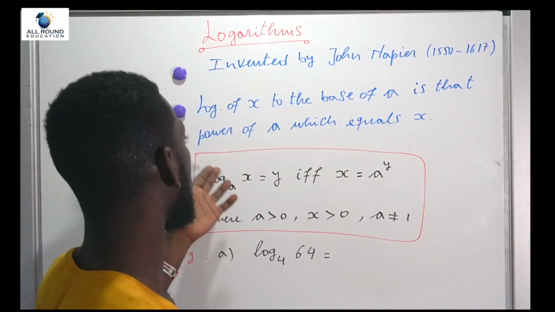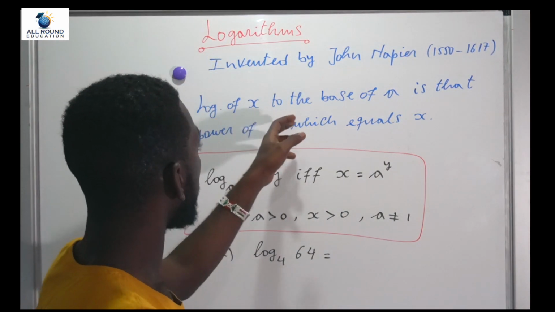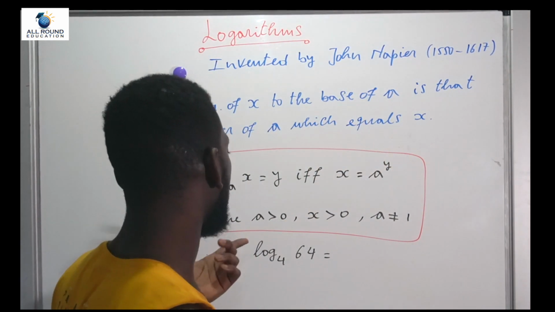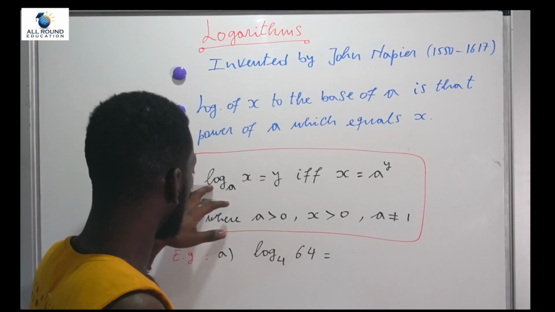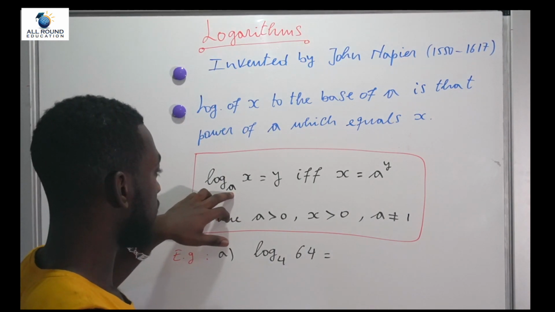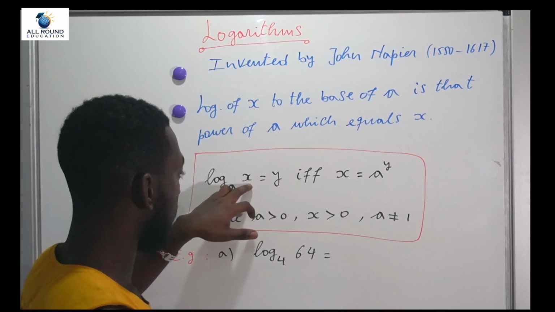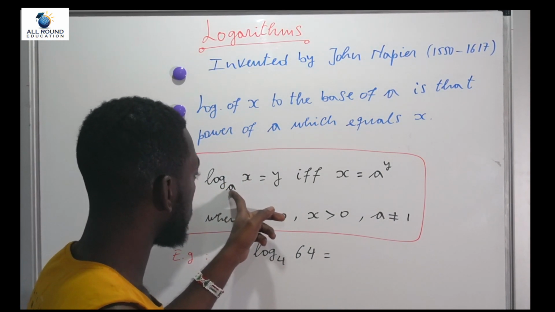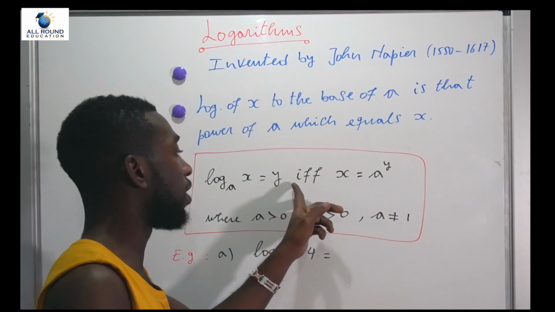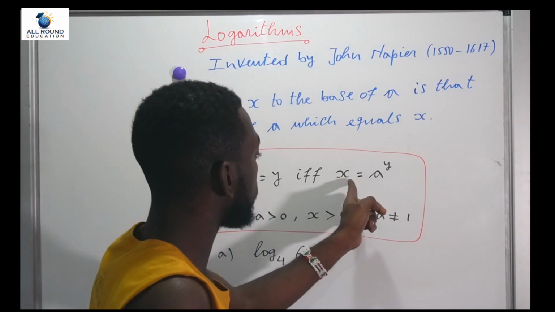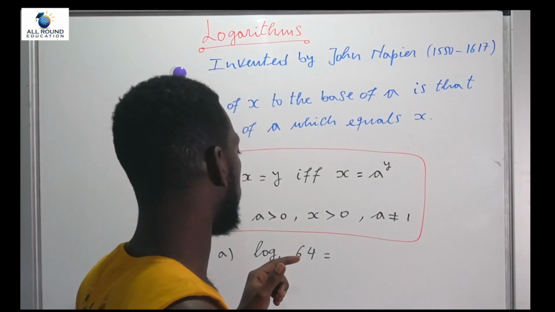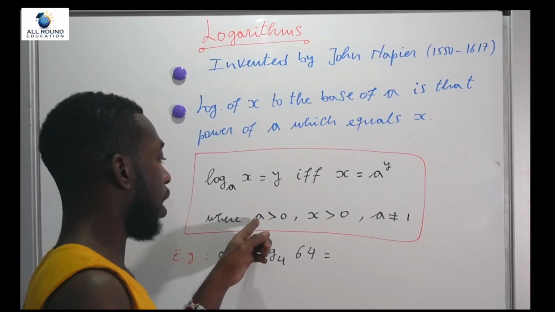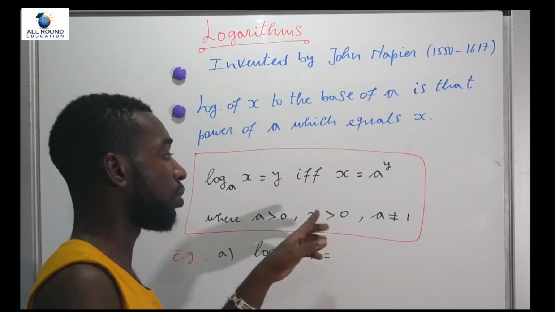However, how do we read this? The way you read this is log of x to the base of a equals y if and only if x is equal to a to the power of y. Now notice that here they specify the domain. So a has to be greater than 0 and x has to be greater than 0.